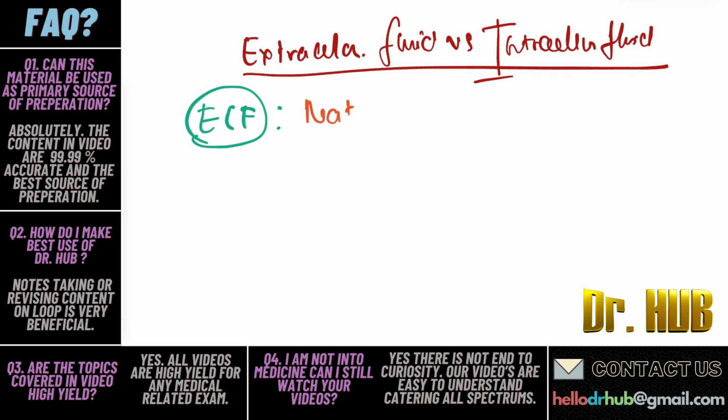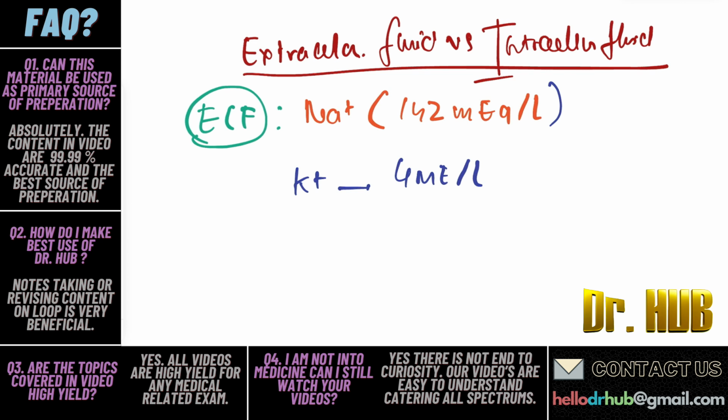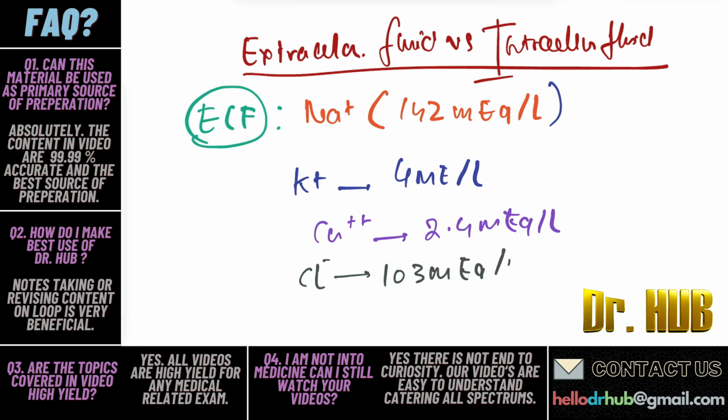So how is the sodium level? Sodium is about 142 milliequivalents (mEq) per L. Then comes the potassium. Potassium is 4 mEq per L. Then the calcium is 2.4 mEq per L. Next is the Cl. The Cl is about 103 mEq per L. Then comes the HCO3. The HCO3 is about 28 mEq per liter.